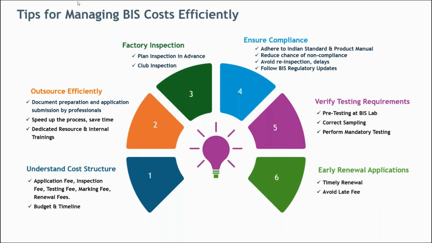Then reduce your non-compliances and avoid re-inspection, as Rashmi was mentioning. Avoid delays in communication, because inspectors are looking for quick feedback so that they can plan your inspection. Otherwise, they will say they will inform BIS to depute some other inspector, since they have other inspections lined up after yours. So timelines are very important, and as I mentioned, following BIS updates is also important.